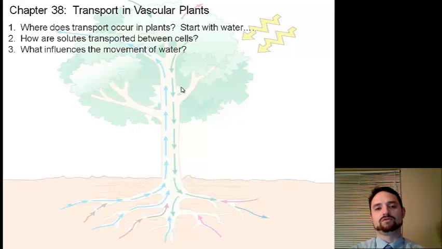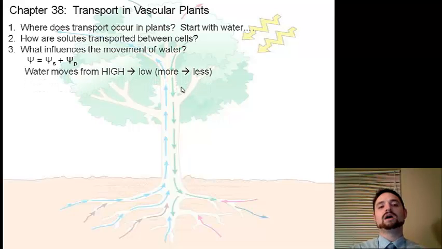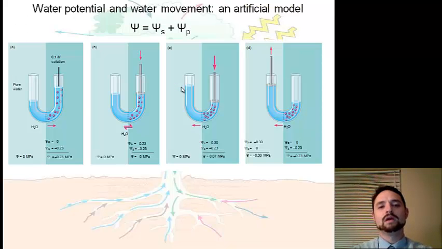What influences the movement of water? Well, the influence of water movement is water potential. We've talked about water potential in the past. I encourage you to go back and review those labs that we did. But in water potential, you've got solute potential and pressure potential. Most of the time, that's going to create a negative number. So water usually moves from high to low still, but it moves from usually a number that is less negative to a number that is more negative.